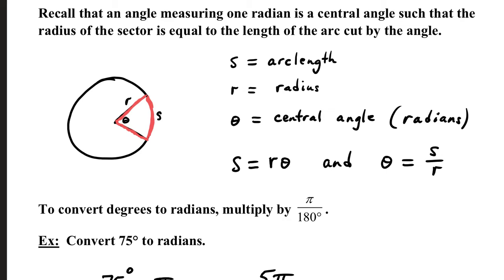S, R, and theta are defined as arc length, radius, and central angle, respectively, with theta being in radians. S is equal to R theta. If you divide both sides by R, then you can find theta as arc length divided by radius.